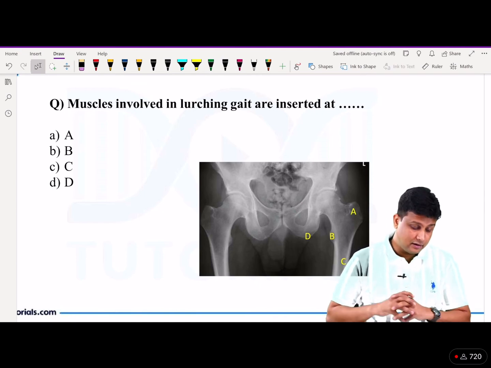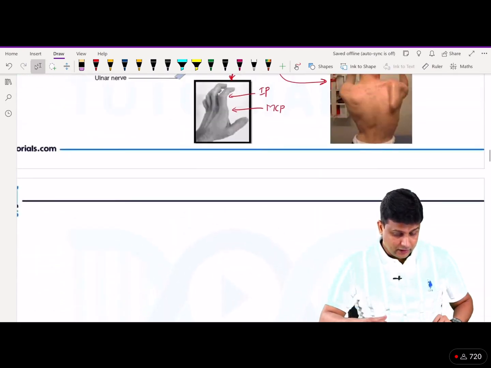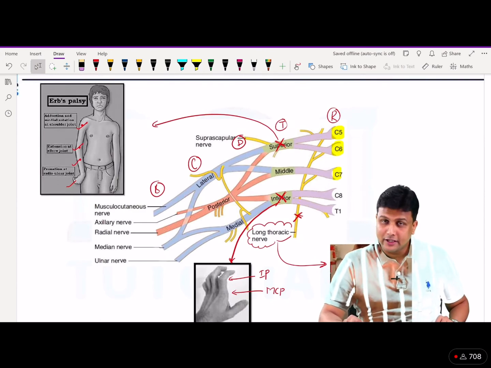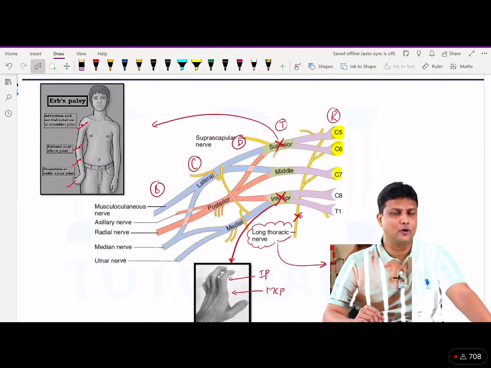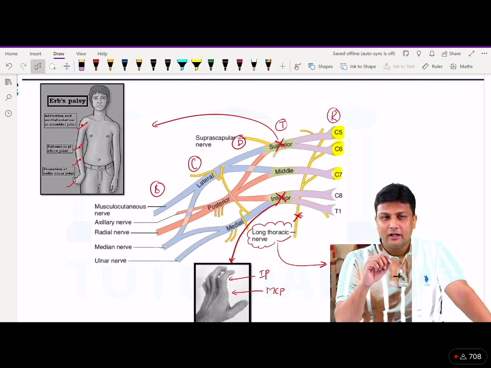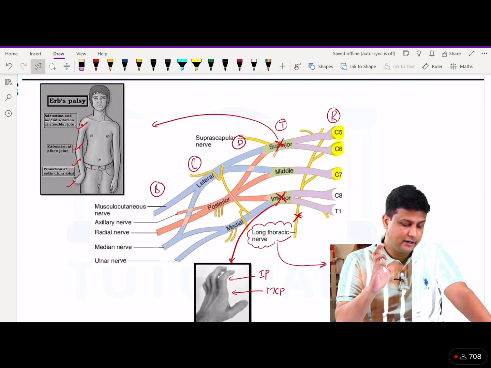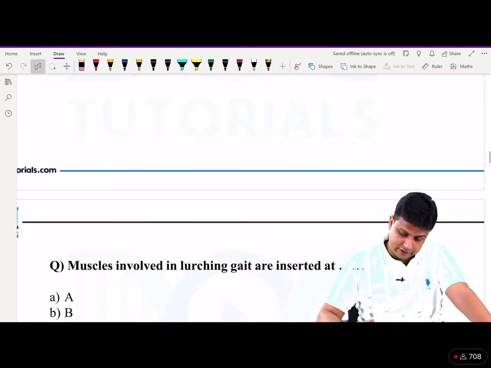What I am trying to tell you is, please keep in mind, nowadays they are actually testing the partial claw hand and the complete claw hand and all the nerves involved in these conditions. They are testing on this one, guys. So please try to recall all these concepts just before the exam. Why? Because in the last exam, they gave an image based question of partial claw hand. The partial claw hand, the nerve involved will be the ulnar nerve, sir. Okay.